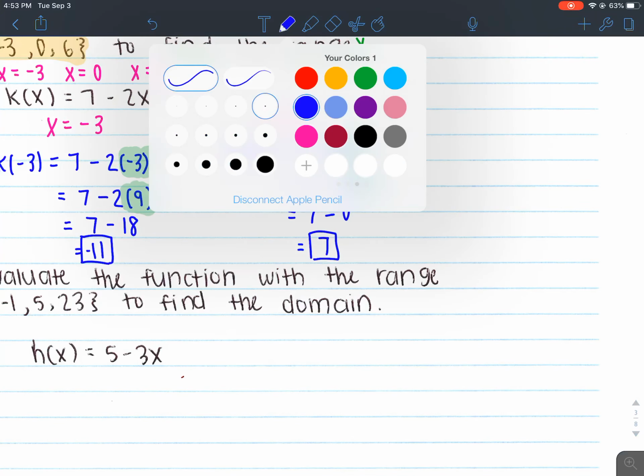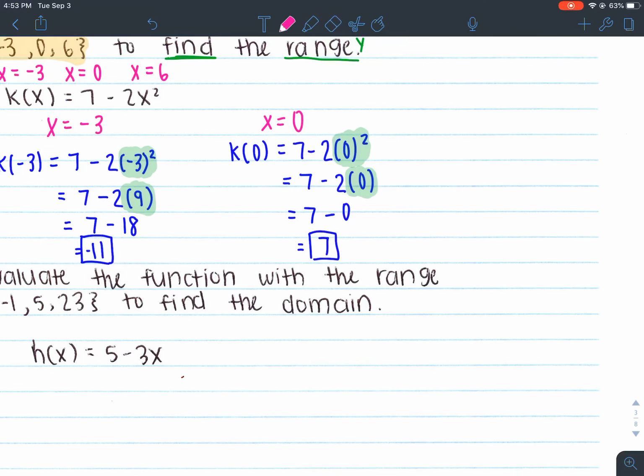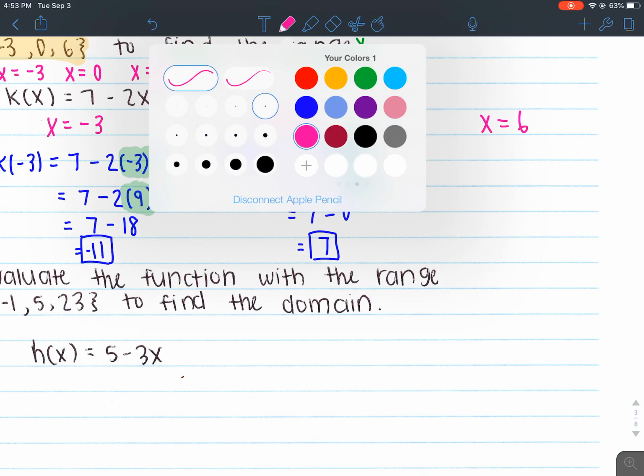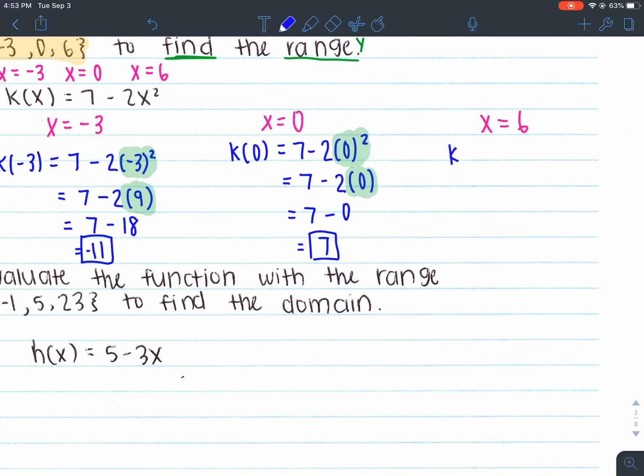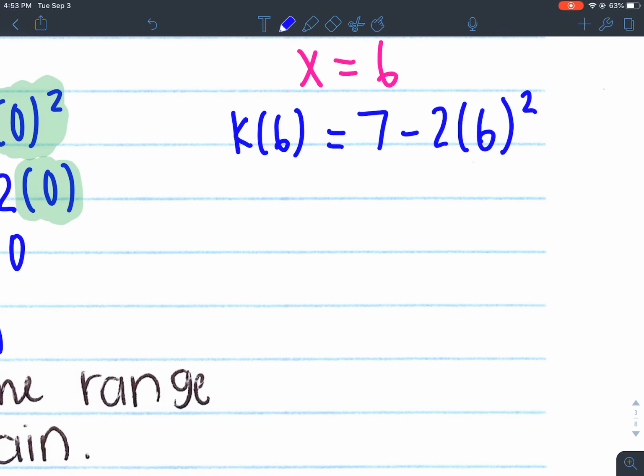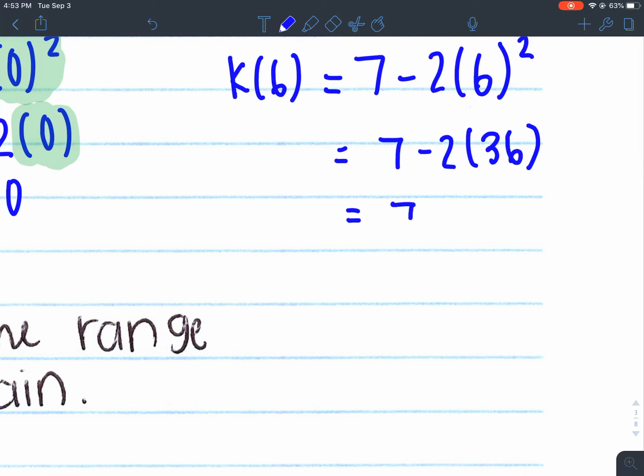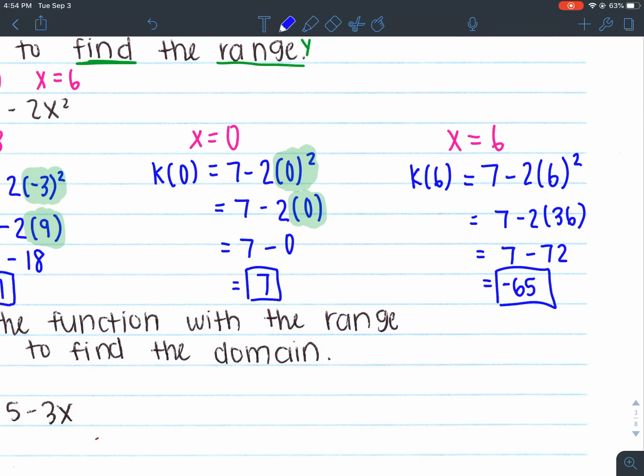All right, and then I have one more x value to plug in, which is 6. So x equals 6. So I have k of 6 equals 7 minus 2, plug in a 6 there. And then I'm going to do 6 squared, which is 36, so 7 minus 72, which equals 65. Oh, negative 65, actually. All right.